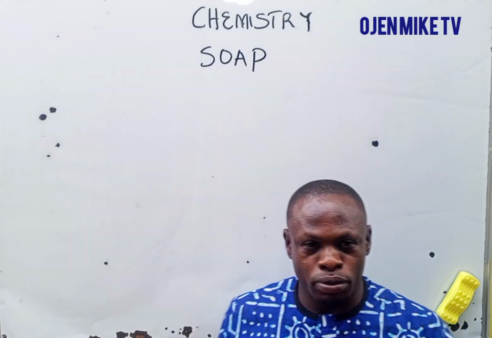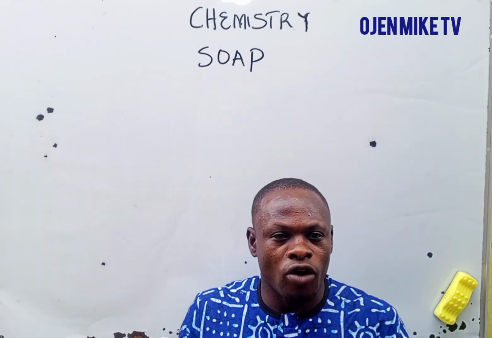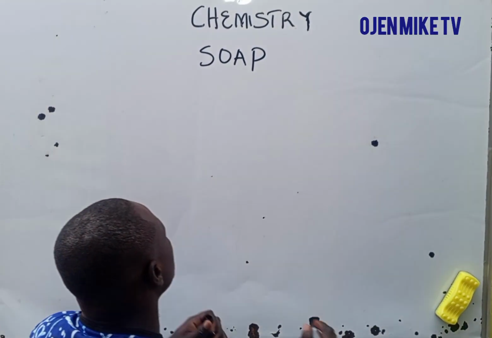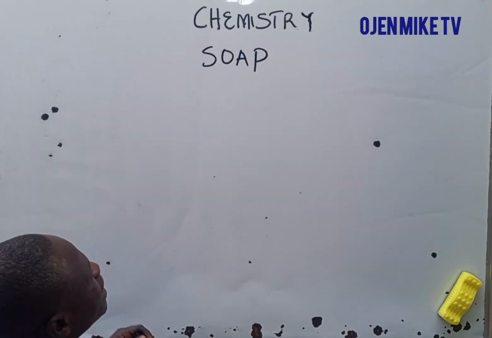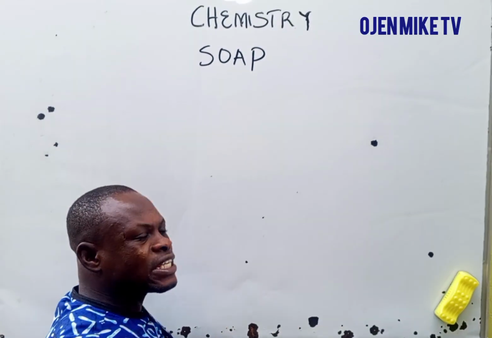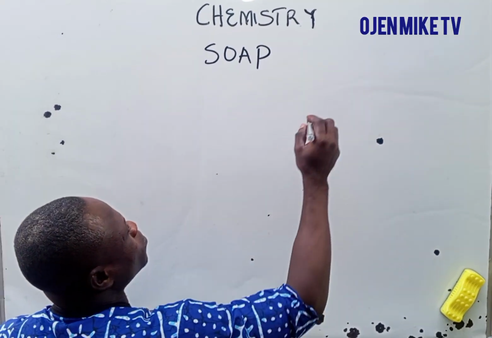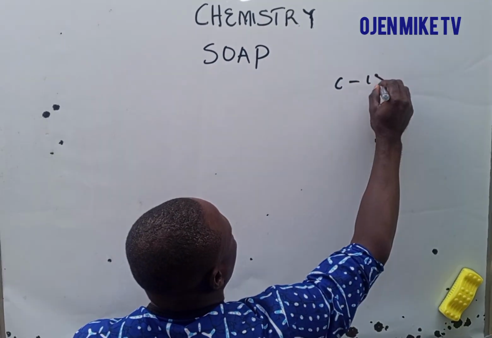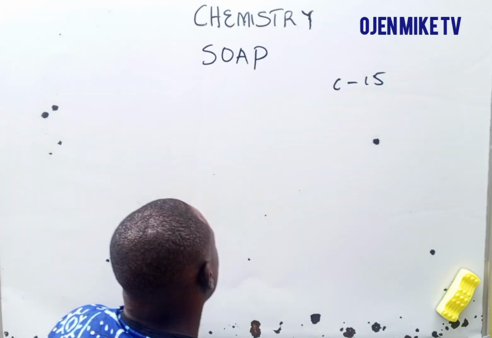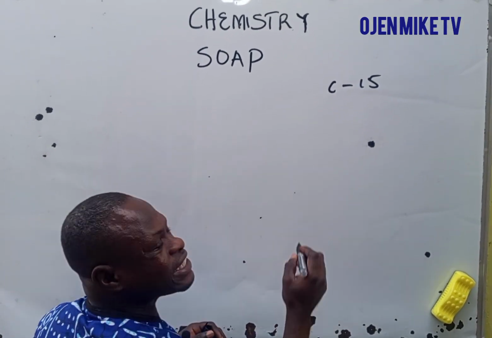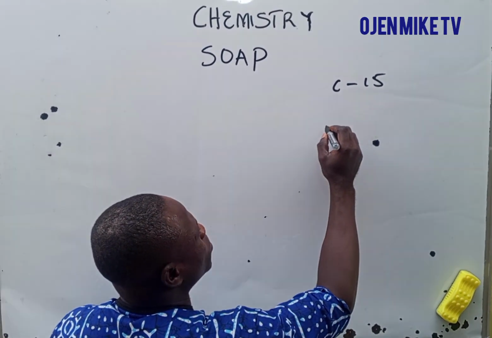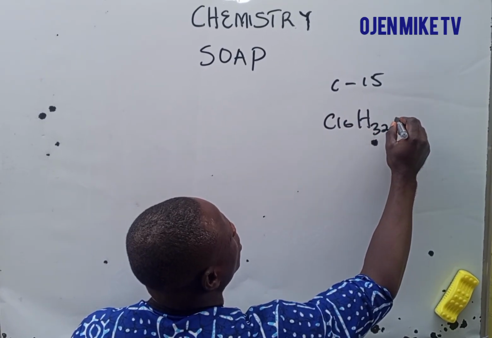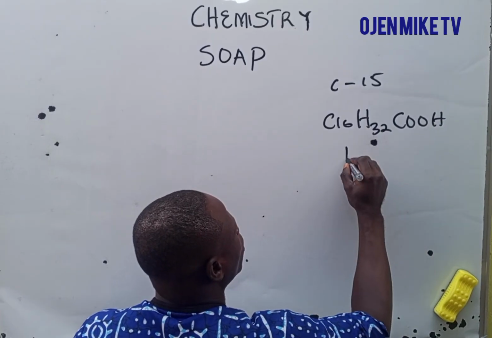Now when we talk about soap, soap is a metallic salt of higher fatty acid, okay? Metallic salt of higher fatty acid. That is to say that we have metallic salts of fatty acids of higher class, like from carbon number 15 and above. Example, we have palmitic acid. Palmitic acid has a formula of C16H32COOH.